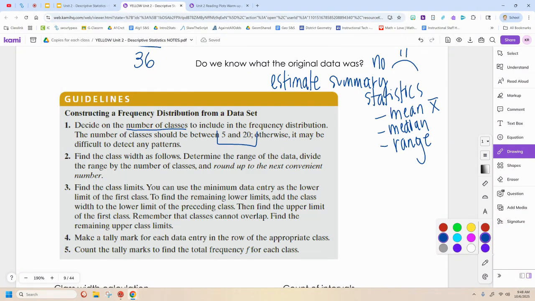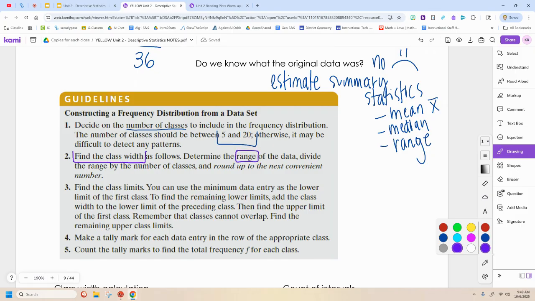Now, honestly, the majority of the time I'm going to tell you how many intervals you're going to need, so I'm not giving you that decision making yet. But when you have a chance to pull your own data and do a bigger project, you get to make more decisions. All right, then we have to find the class width. This is a calculation that will be on your reference sheet, which I will give you on Wednesday. I need to remember to do that. Reference sheet. So it says determine the range.